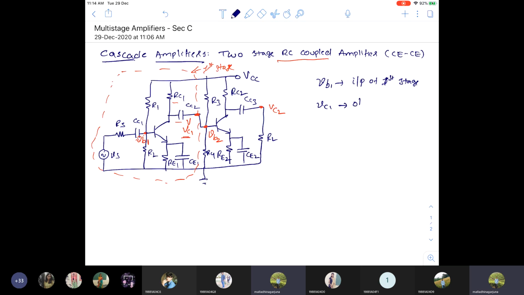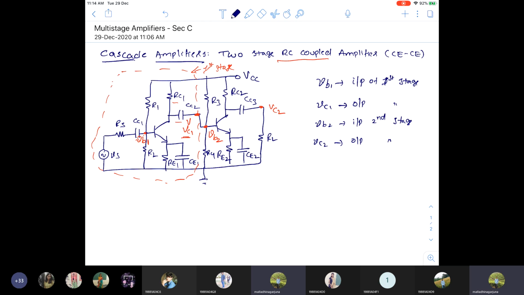VC1 is the output of the first stage. VB2 is the input of the second stage here. VC2 is the output of the second stage. So VB1 is the input of the first stage, VC1 the output of the first stage, VB2 the input of the second stage, and VC2 the output of the second stage.